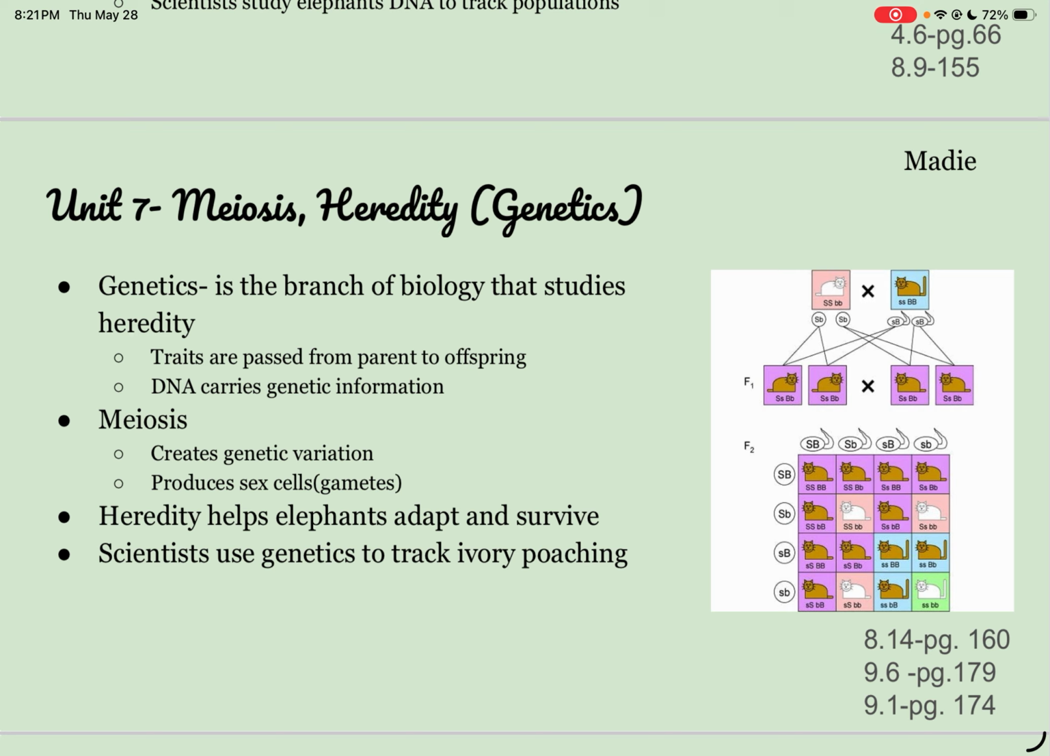In Unit 7, we learned about meiosis, heredity, and genetics. Genetics is the branch of biology that studies heredity, which is how traits are passed from parent to offspring. DNA contains genetic information that determines traits such as tusk size, body size, and other characteristics in an elephant.